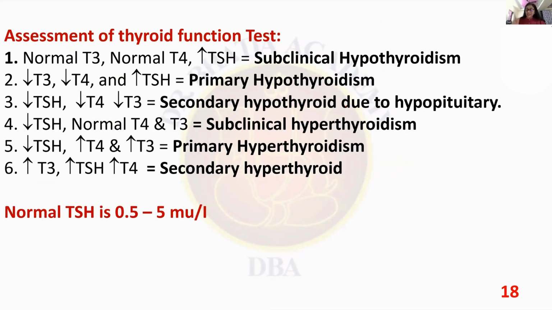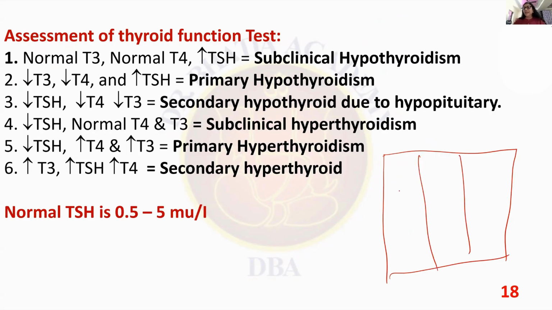Now, how do you assess? Before we go to this table, I will give you a very simple method, a 9-square method. So this is the axis of, say, TSH, and this is the axis of, say, T4. If T4 is high, maximum, and TSH is also high, maximum.